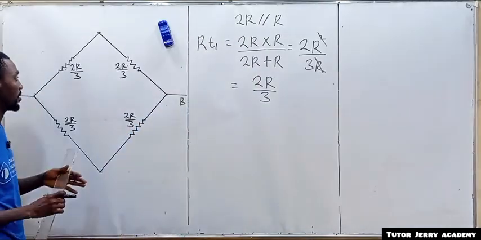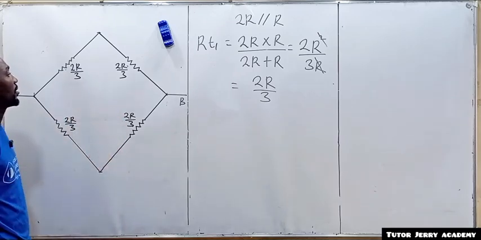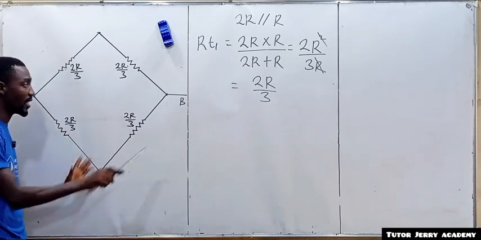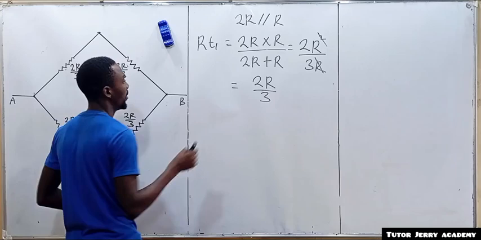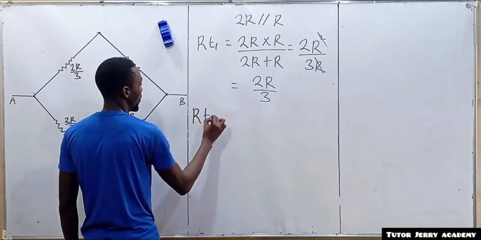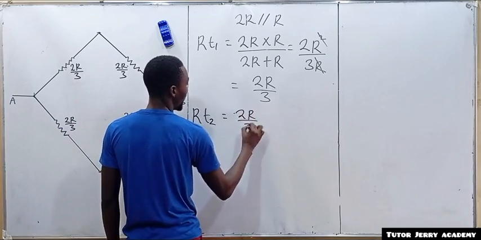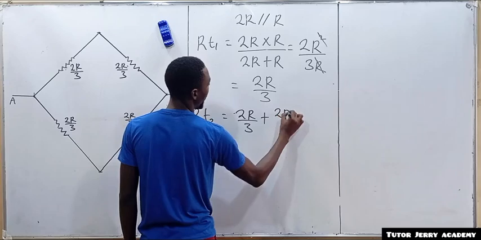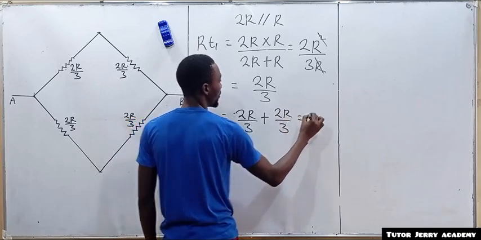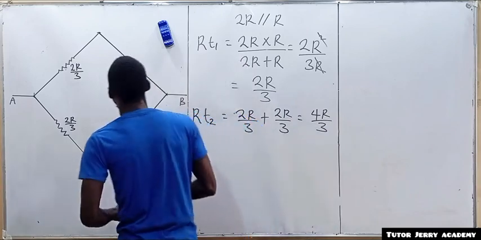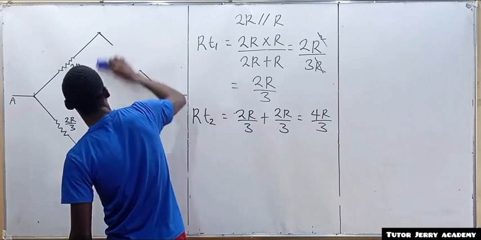Again, you can see they are still the same. Alright. So this will be in series with this. This will be in series with this. Since they are the same, we just solve for one again. So RT2 will be equal to 2R over 3 plus 2R all over 3, which is going to give us 4R over 3. All right. So we can therefore connect them directly now.